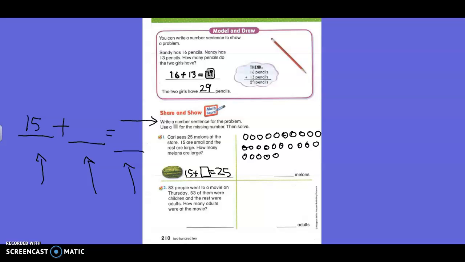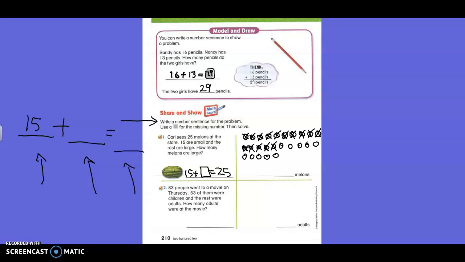Okay, now it says 15 of them are small. So let's cross out 15 because we know those are going to be small ones, and we're not counting small ones, we're trying to find the large ones. So let's cross out the small ones. 1, 2, 3, 4, 5, 6, 7, 8, 9, 10, 11, 12, 13, 14, 15. Okay, I crossed out the 15 small melons.